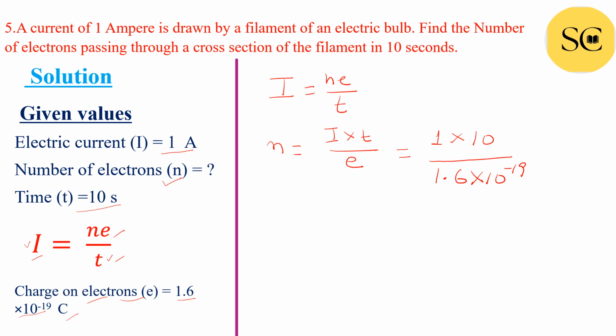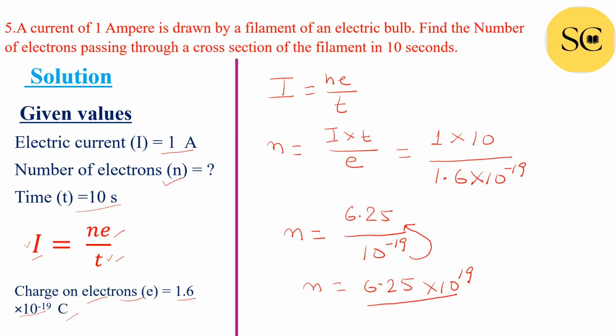So now divide 10 by 1.6. After dividing, we will have the value 6.25 upon 10 raised to minus 19. Now we can move this value up, so it will become 6.25 into 10 raised to 19. So this is the number of electrons.